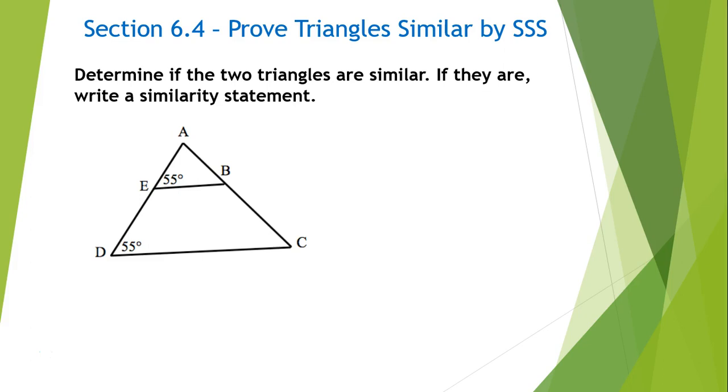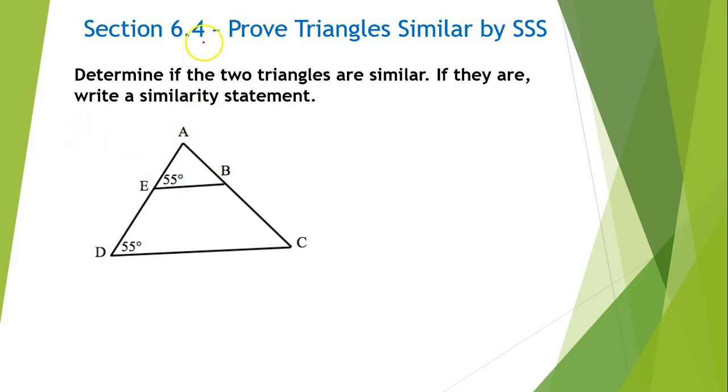It says determine if the two triangles are similar. If they are, write a similarity statement. So far we have learned the angle-angle similarity postulate. That's it. These are our two new ones that we're going to be learning about, the side-side-side and side-angle-side. And then we'll be putting it all together in the next section. But so far, we've only learned angle-angle. So for this one right here, can we prove these two triangles are similar by angle-angle is what we're wondering.